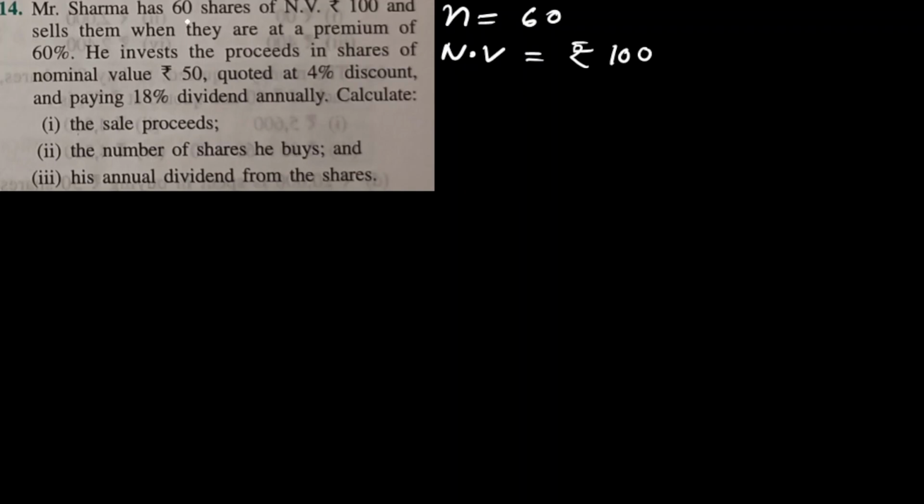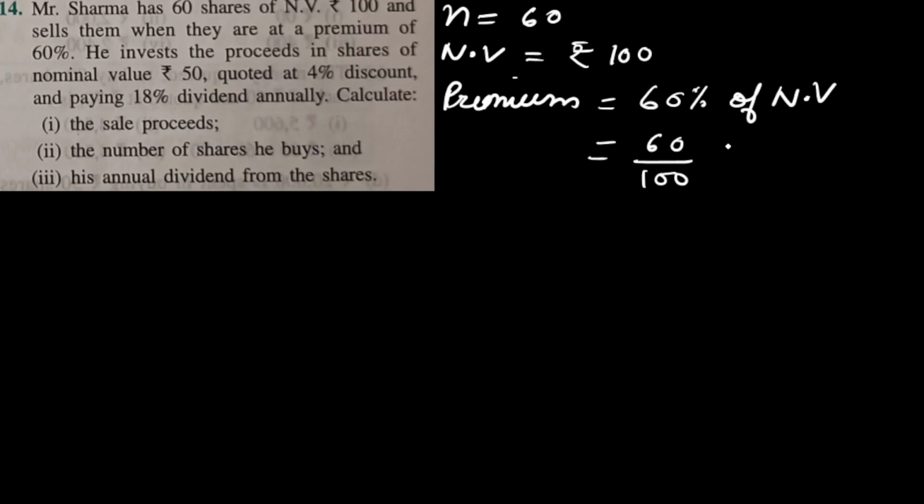And sells them when they are at a premium of 60%. So premium is given to us. See, I told in the previous question also, whenever premium, discount or profit is given, it will be mentioned. So how much is the premium? 60%. See, whenever we are writing premium or discount, write here directly of nominal value. Then 60 by 100, of means multiplication, nominal value you can write, which is 100. 100 and 100 will get cancelled. So we are left with 60.